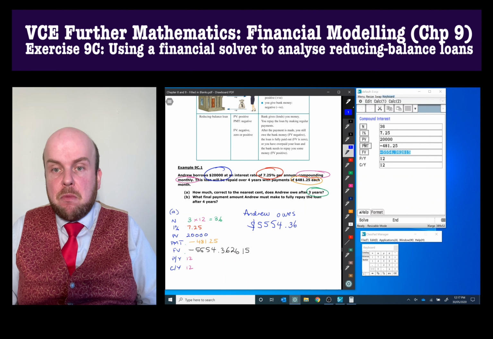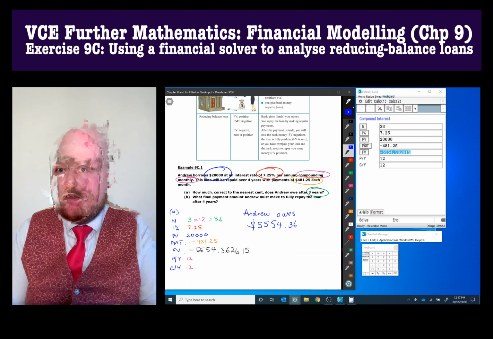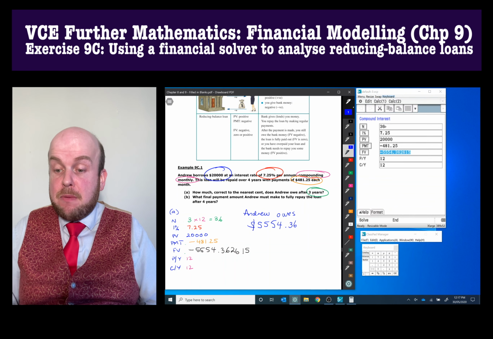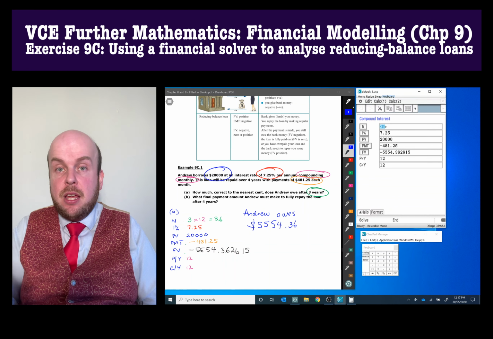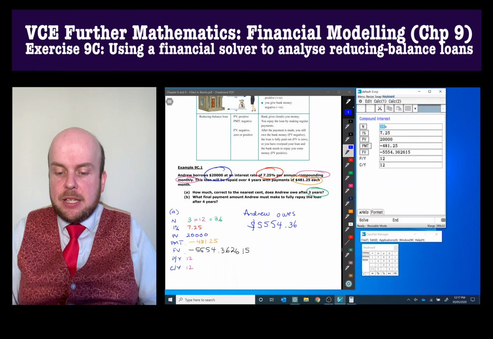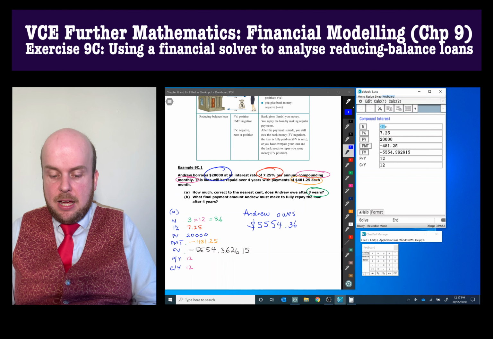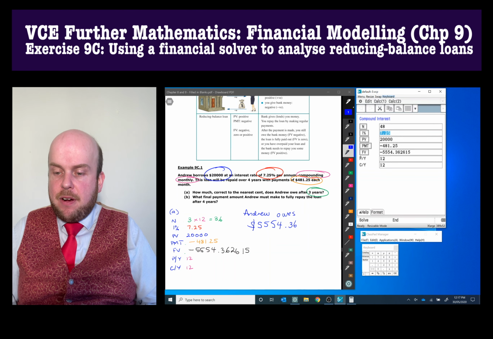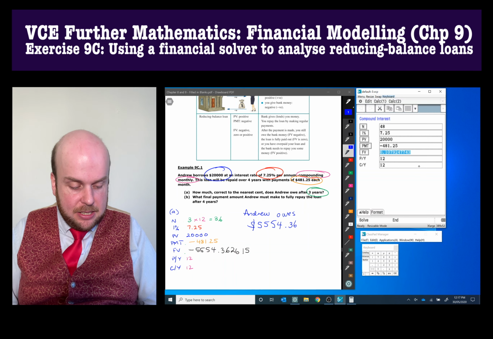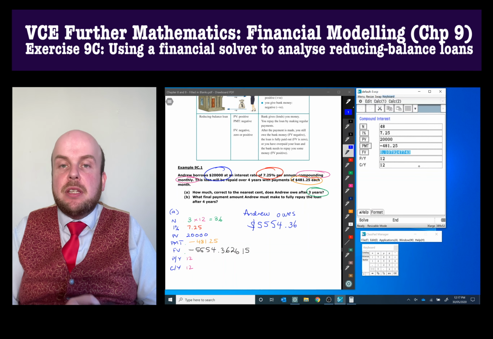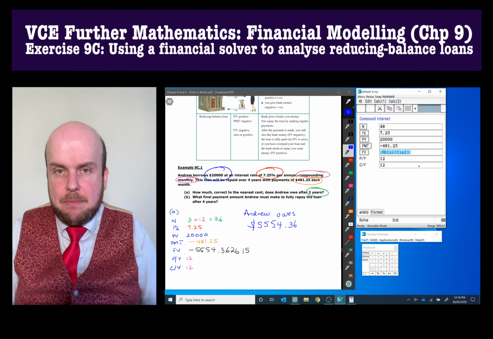B, what final payment amount Andrew must make to fully repay the loan after 4 years? So let's find out how much money he does owe after 4 years by just changing one small thing about our entry. So instead of n equals 36, I'm just going to do 4 times 12 and then get the final value. And you'll see there that it's come up with 0.10792.